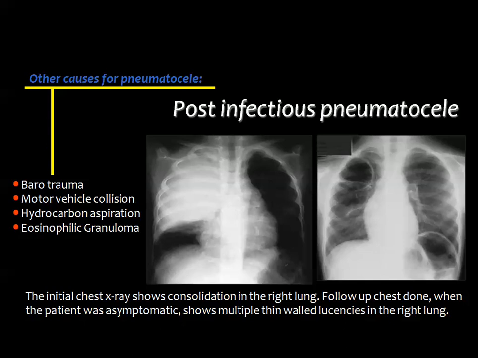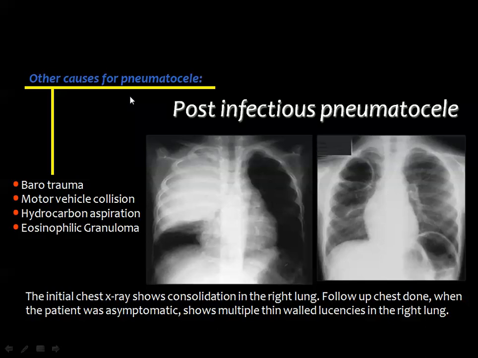Then we come to one of the complications following pneumonia, which is the pneumatocele. You know that with infection, especially staphylococcal pneumonia, during the resolution of the disease, multiple thin-walled air-filled cavities will develop in the lung, and they are known as pneumatoceles. And these pneumatoceles, as I have mentioned, are well-defined air-filled cavities with thin margins and located within the lung parenchyma.